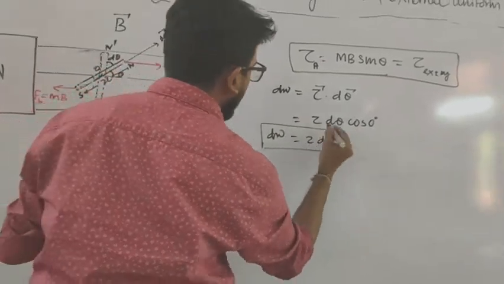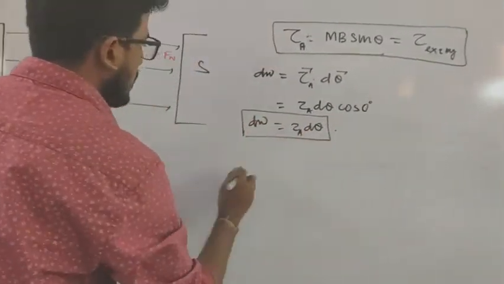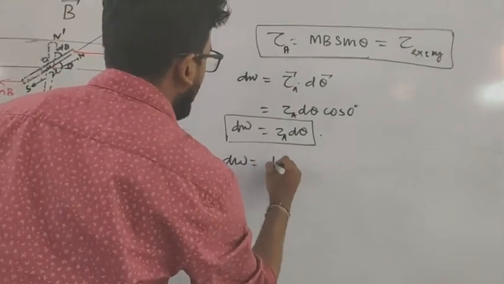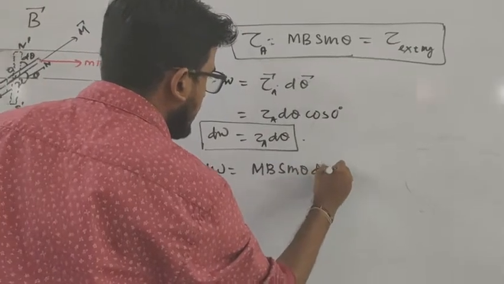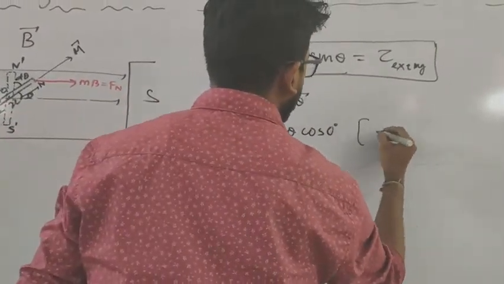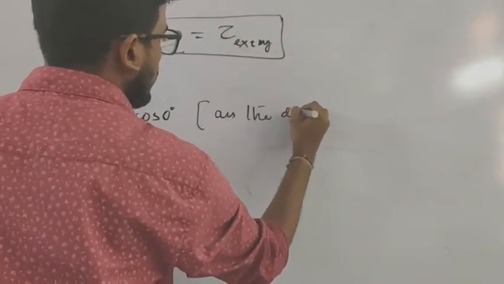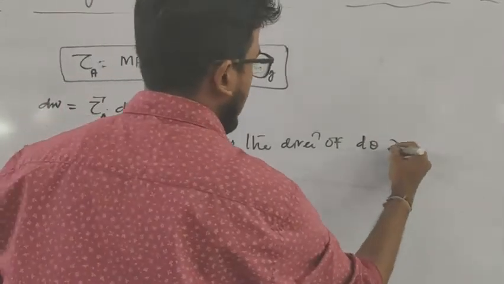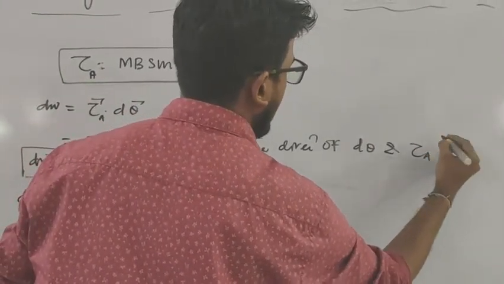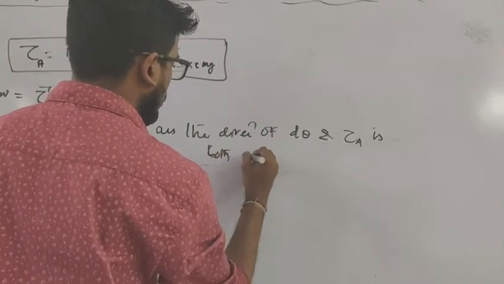So here the torque will be applied. So this can be written as how much? dW equal to mB sin theta d theta. Here theta is 0, which means the direction of d theta and the torque applied are both outward.